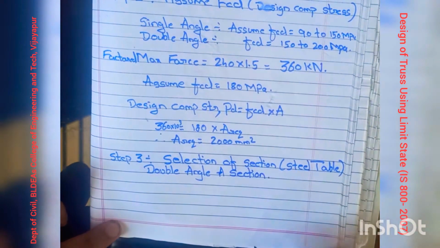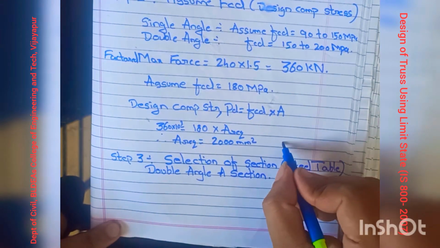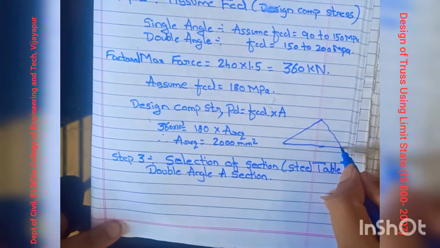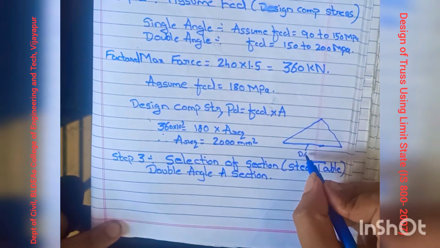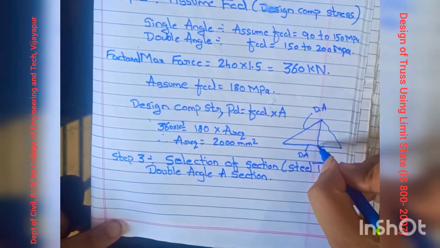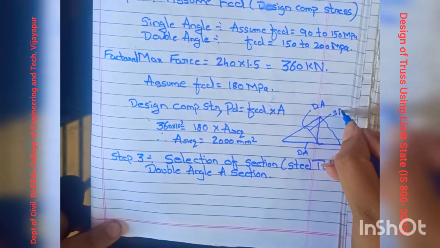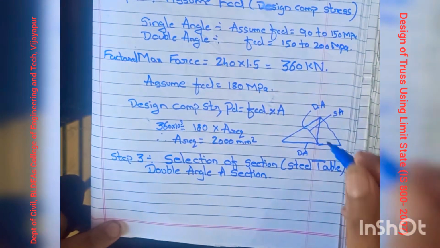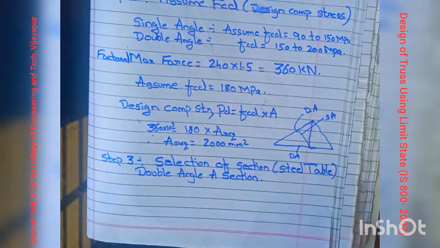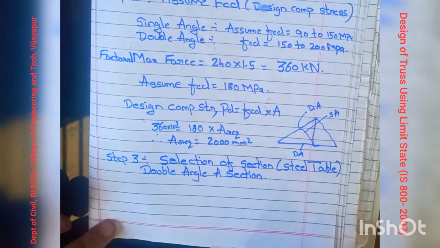Usually for the rafter and bottom chord member, like here, if this is the truss, we select double angles. We usually provide double angles, and if there is an inner compression member, we provide single angles. The design procedure for double angle is different, and for single angle eccentrically loaded, it is different. So for rafters, let us provide a double angle section from the steel table.